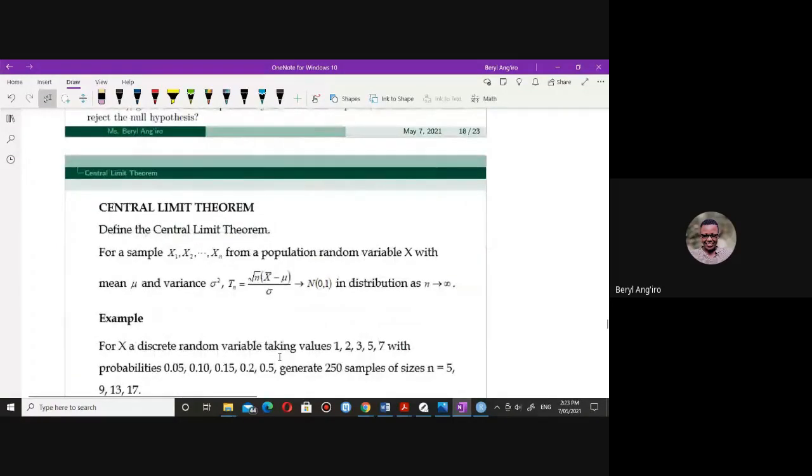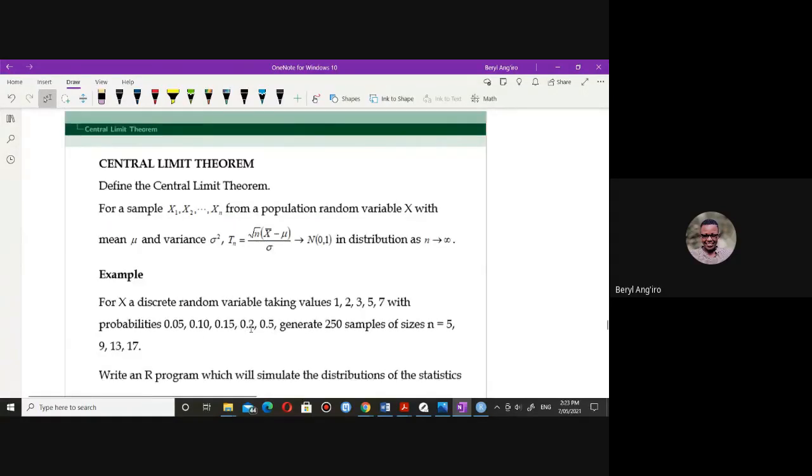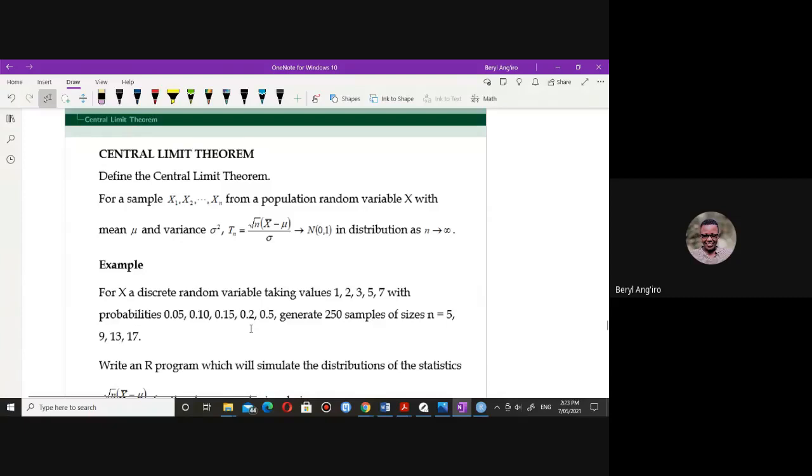Then we have the central limit theorem. Is there any question on the Monte-Carlo simulation? Okay.